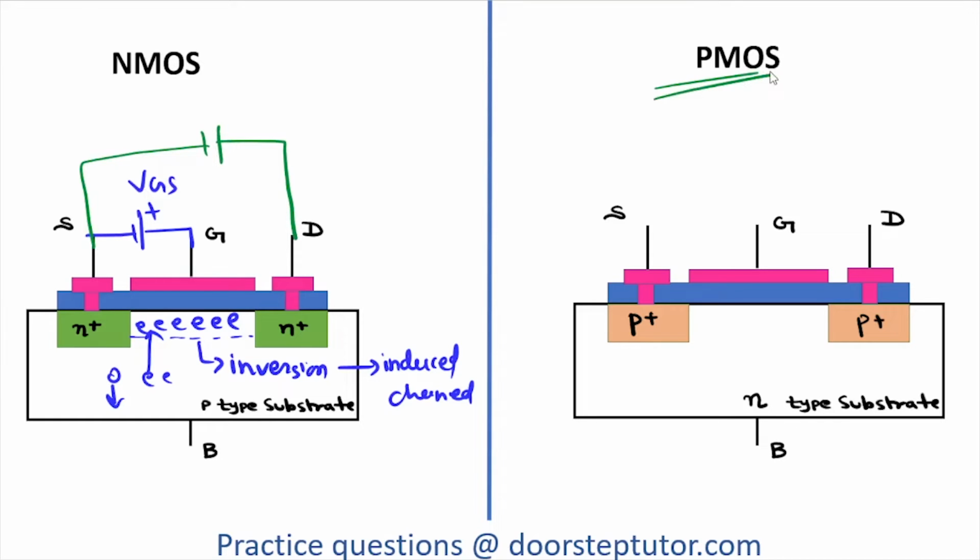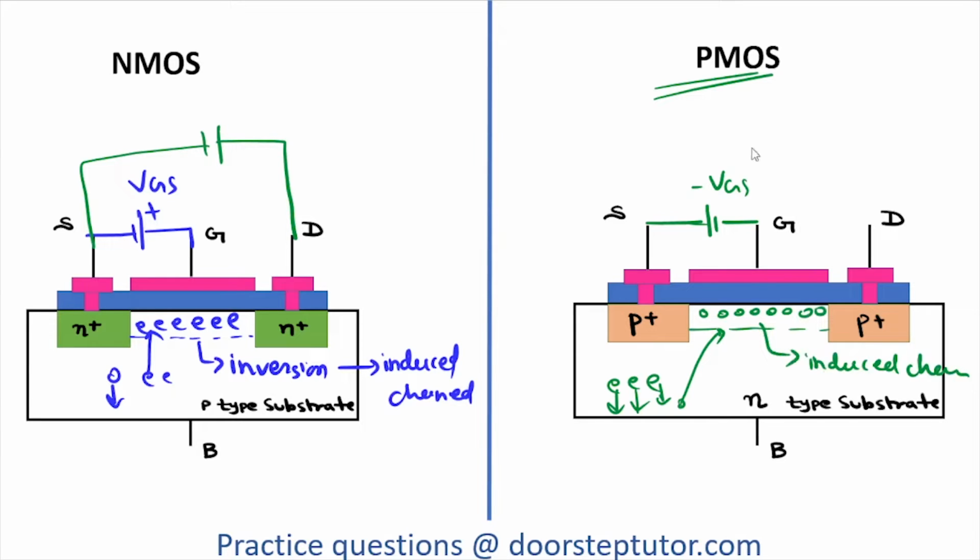Whereas in case of PMOS, we have N-type substrate which has majority carriers as electron and minority carriers as holes. So the majority carrier will be moving away from the junction if negative VGS is applied. So the electrons will be forced to move away from the SiO2 layer and the holes will be attracted towards the SiO2 layer. So the holes will be accumulating near the SiO2 layer, that will form some inversion layer, and due to that the channel is induced.